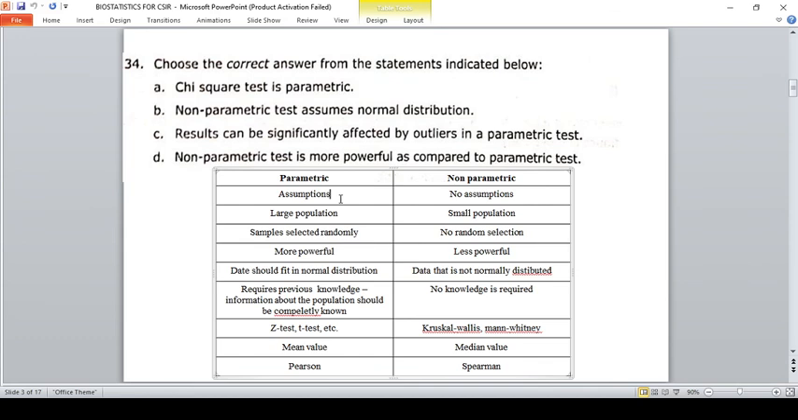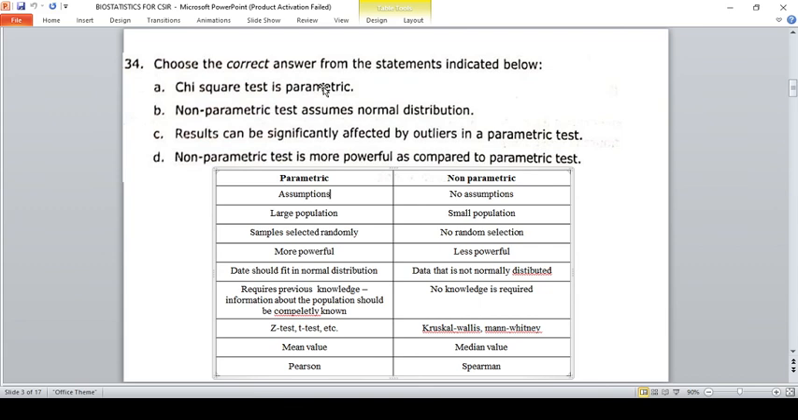Examples of parametric tests are the Z test and T test. Non-parametric tests are Mann-Whitney, Kruskal-Wallis, like that. And also chi-square, because in chi-square we don't know the qualitative phenotype itself; we find out the expected value and everything. In a parametric test, the central tendency is the mean. In a non-parametric test, the central value is the median. The type of correlation is that a parametric test follows Pearson correlation and a non-parametric test follows Spearman correlation.